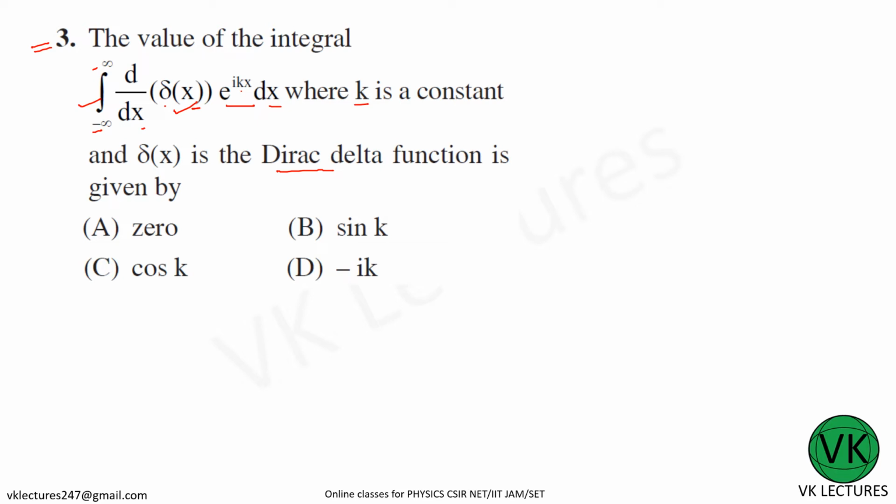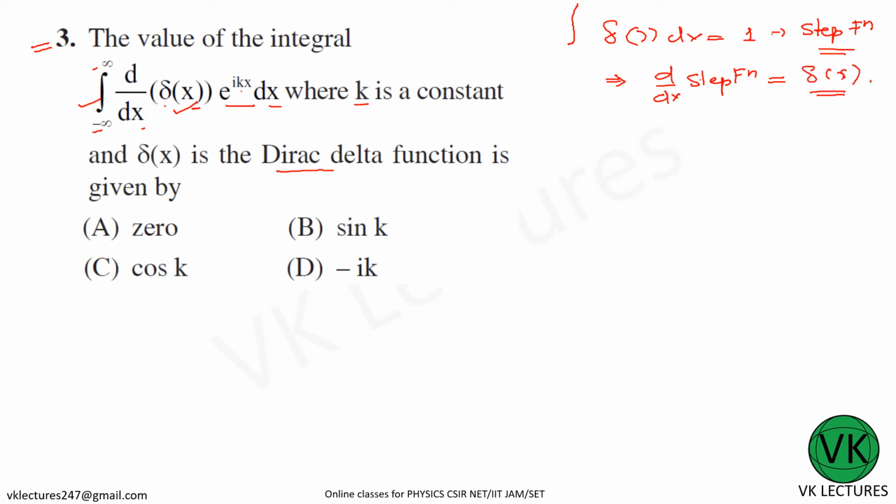Before going into the question, let us define a few properties of the Dirac delta function. That is, the integral from minus infinity to plus infinity of delta of x dx is equal to 1. Now this is nothing but the step function. Here we can also write that d by dx of this particular step function will be equal to delta of x, which is nothing but the Dirac delta function.